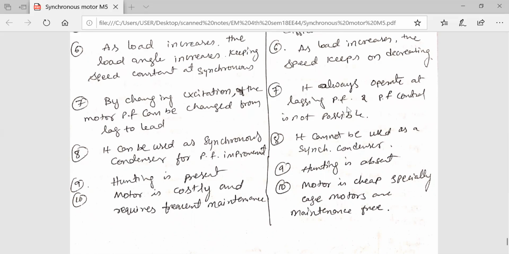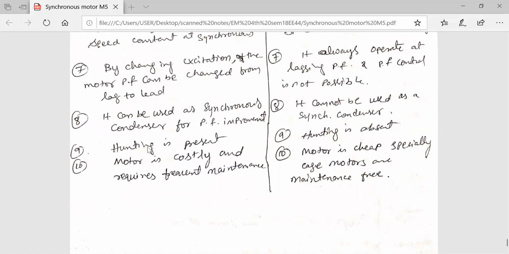Okay, and the eighth point: the synchronous motor can be used as a synchronous condenser for power factor improvement. The induction motor cannot be used as a synchronous condenser. And the hunting effect is present, which is one of the disadvantages of the synchronous motor. The hunting effect is absent in the case of the induction motor.